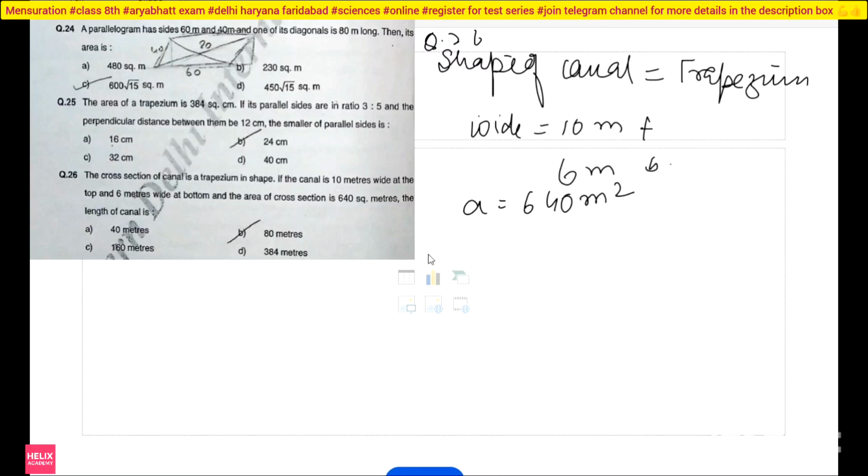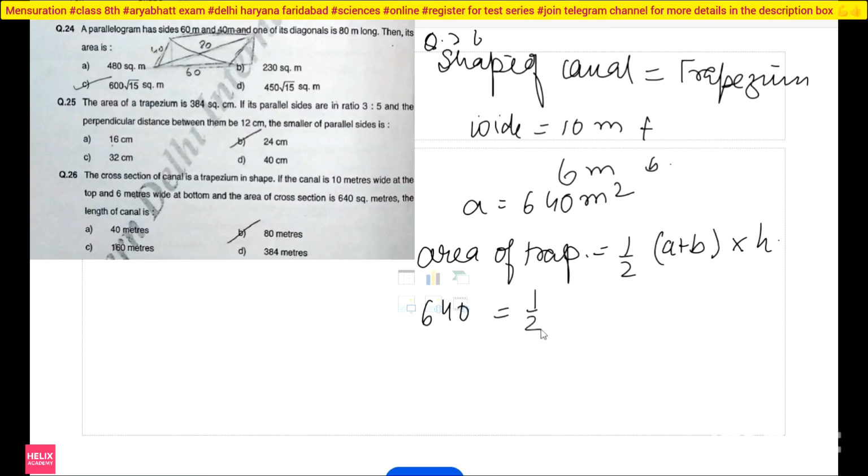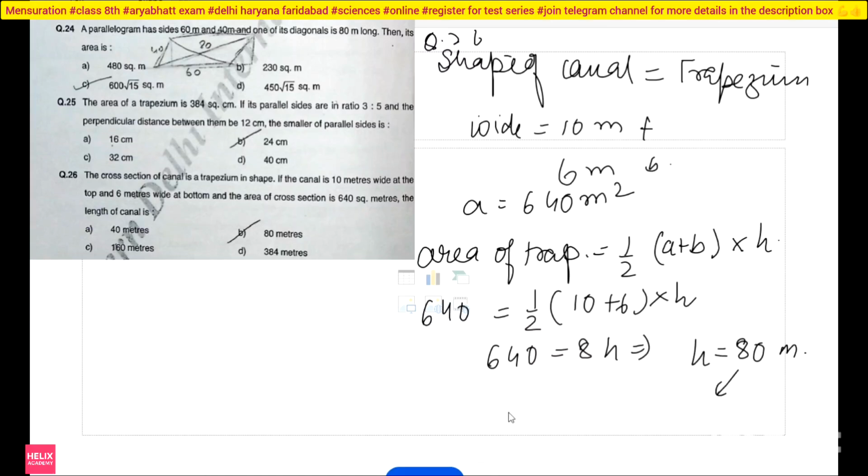So how can I say that the area of a trapezium is equal to half sum of parallel sides, means (a plus b) into height. So put the value: 640 is equal to 1 by 2, (10 plus 6) into h. So 640 is equal to 8h. This implies that h is equal to 80 meter. So 80 meter is the length of the canal.